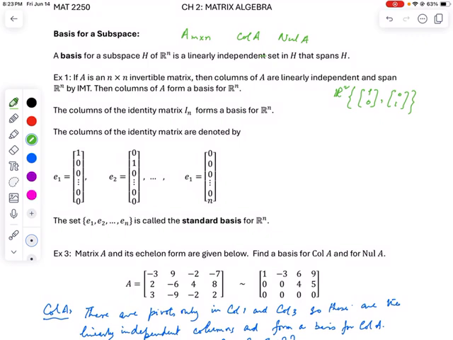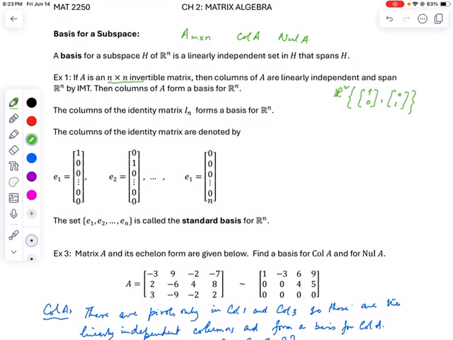Now if A is an n by n invertible matrix, then the columns of A are linearly independent because it's invertible. So there will be n pivots. It means n columns are linearly independent, and it means they will span Rn. So that's why the columns of A form a basis for Rn. Now if it is not an n by n matrix, if it's an m by n matrix, then the columns of A can never span Rn.